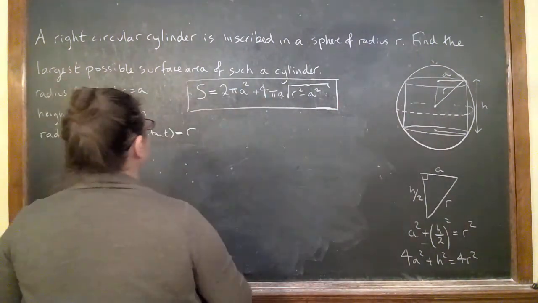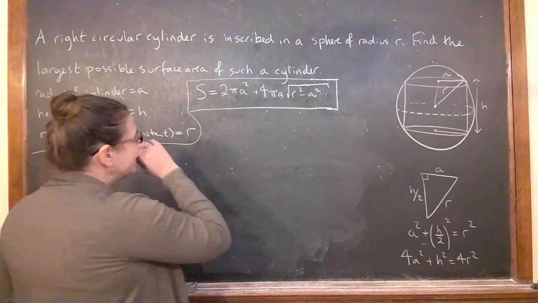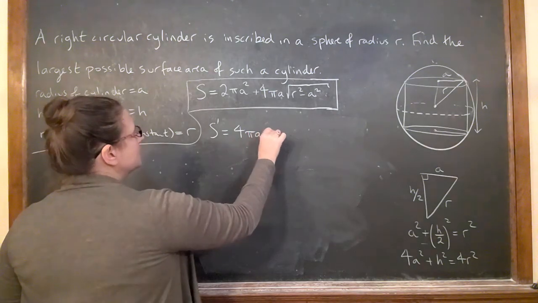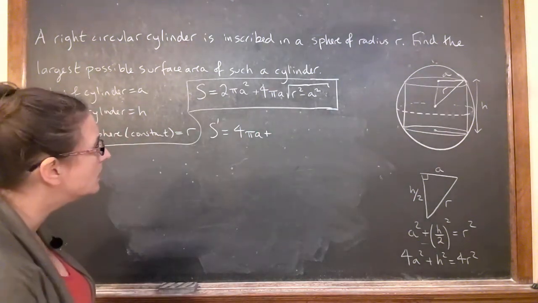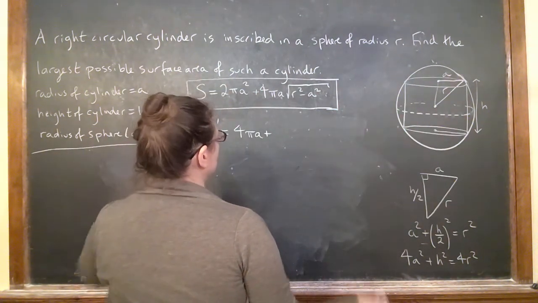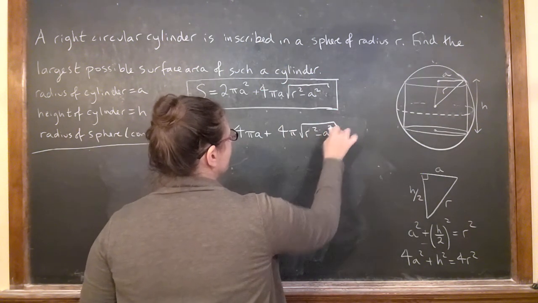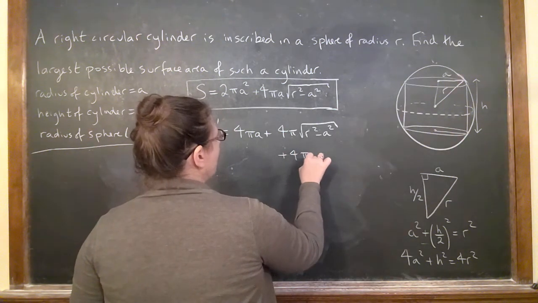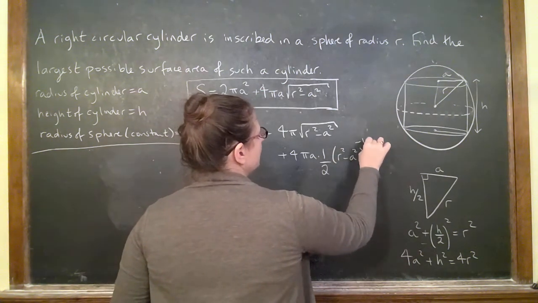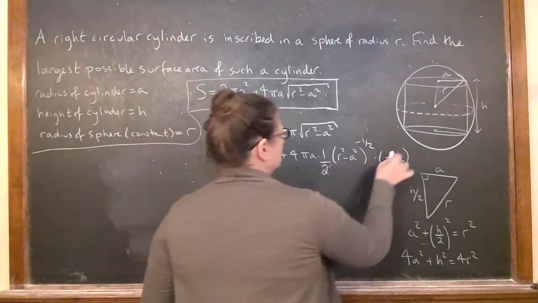Now I'm going to take the derivative. I might get rid of that if I need more space. But I'm going to take the derivative. 4 pi a plus, now over here, we've got this situation, right? I have to use the product rule. So I have 4 pi times the square root of r squared minus a squared plus 4 pi a times 1/2 r squared minus a squared to the negative 1/2 times minus 2a. Okay, so these 2's cancel.